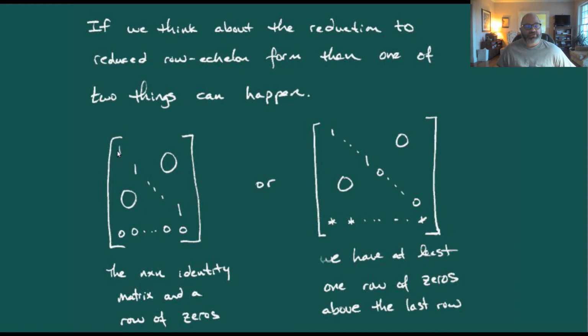One of those is that we reduce it to row echelon form and we've got the identity matrix, and then a row of zeros along the bottom. Or we reduce it to reduced row echelon form and we've got this kind of identity matrix, and then some zeros along the main diagonal, and then whatever our last row happens to look like.